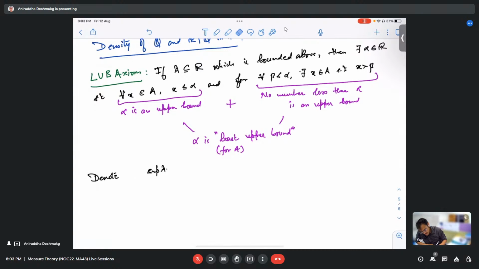With the other way around for the infimum. So you must have seen this. Maybe you don't know the name, but you must have seen this axiom somewhere. Yes?